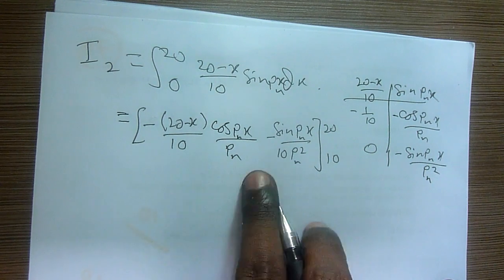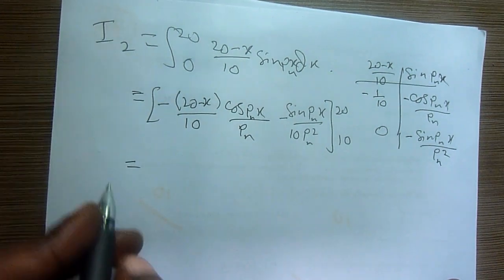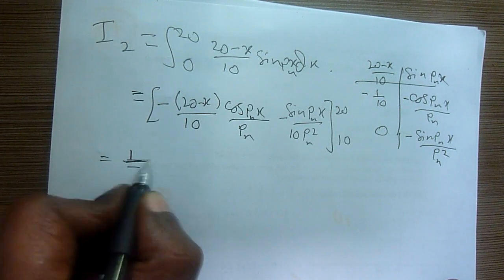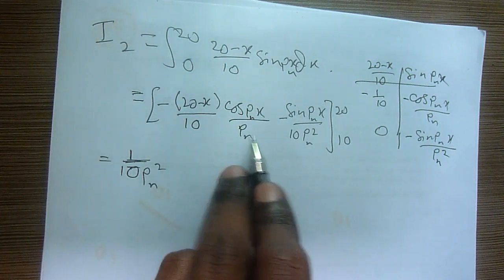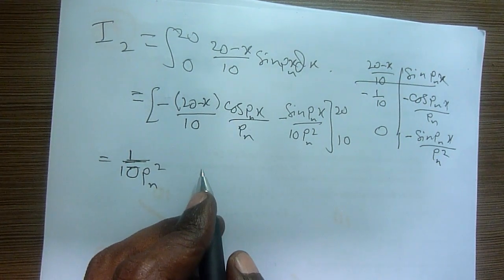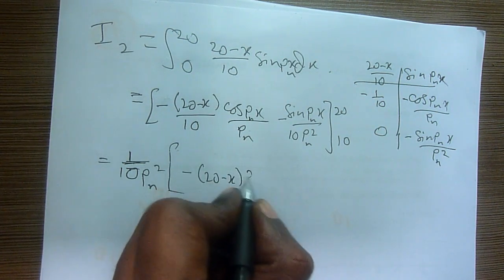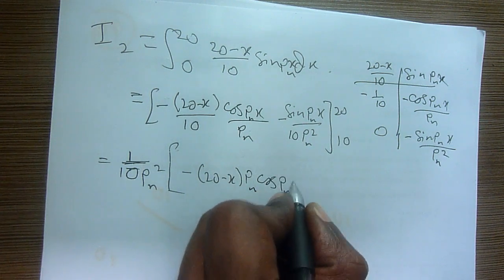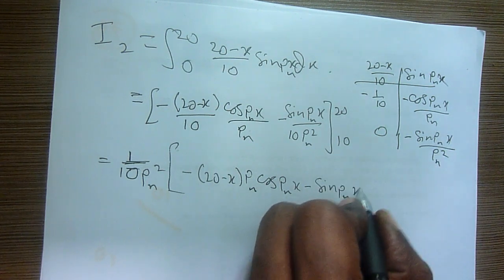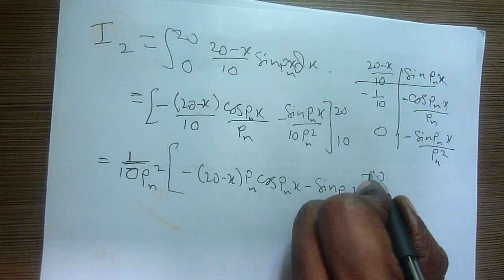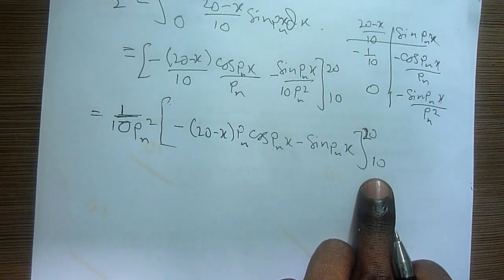See, I'm making the concept easier for you to work with. Similarly, you take out the whole 10 here. I just say here 10 Pn, power 2. I make it this power 2, therefore Pn will go up. Therefore, you will see the equation become like this: negative 20 minus x Pn cos Pnx minus sine Pnx. Can you see how I'm trying to work with the Pn first? Up to here you can follow.